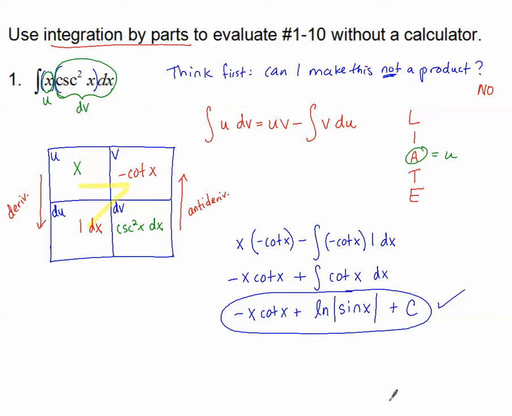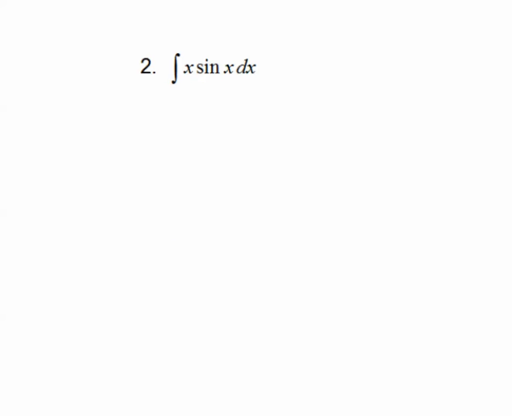Go ahead and try number 2 on your own, pause the video, and check your answer at the end of your notes. All the answers are typed there. Now, if you're watching this without a note sheet, your answer for number 2 could be the following.